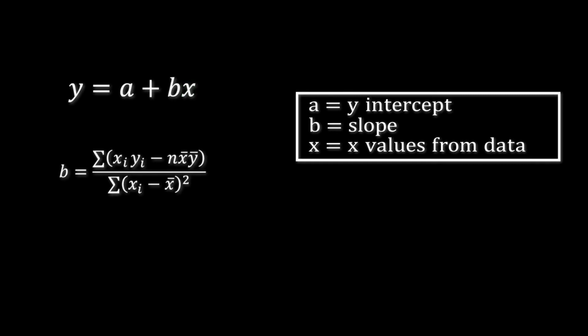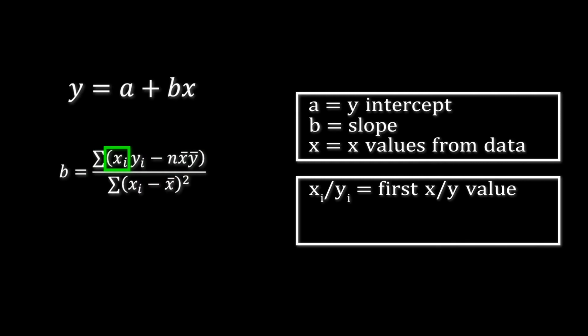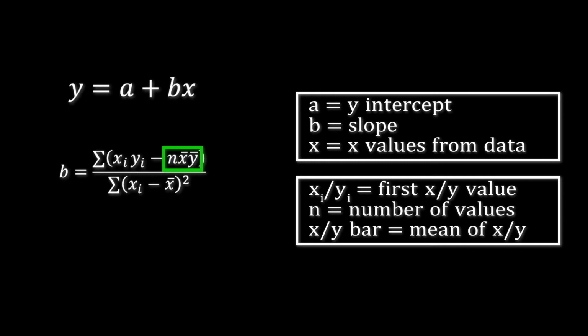So here we can look specifically at the slope, which is demonstrated by this massive and kind of scary equation. Let's just go through that real quick. We have the summation of xi times yi, which is your first x value times your first y value, minus the product of the number of values that you have times x bar times y bar. x bar here is just the mean of all your x values, y bar is the mean of all the y values. Then we want to divide that whole thing by the summation of xi, your first x value, minus the mean of all of your x values. We take that and square it, so that gives us the slope.